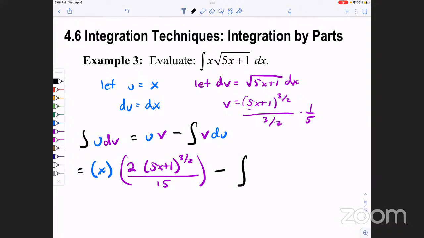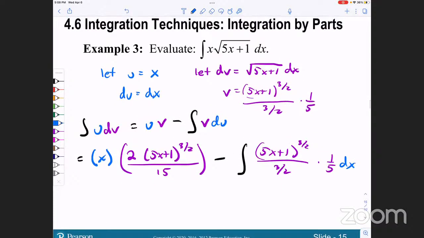Let's keep going. So v, let's leave it as 5x plus 1 to the 3 halves over 3 halves times 1 over 5, right? And then du is just dx. Okay, let's see. Can we integrate that? I think we can, right? Because I think we literally just did it.